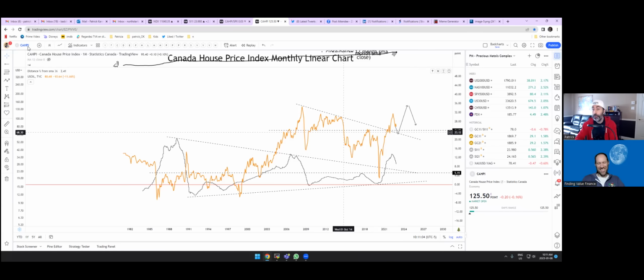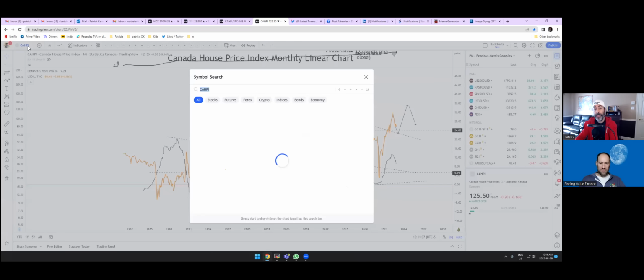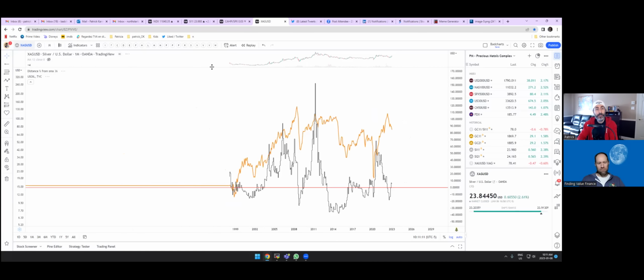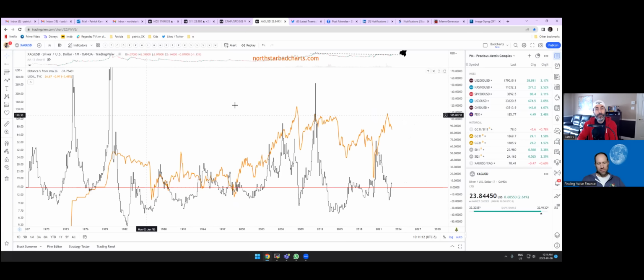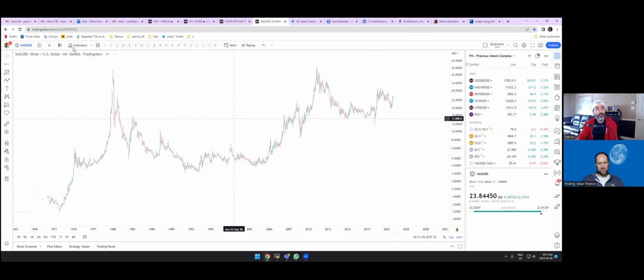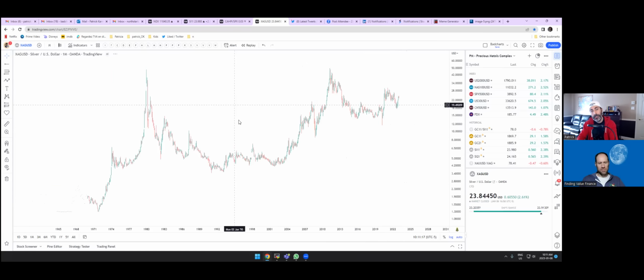Well, there's clues. You know what's giving you a clue? Silver is giving you a clue that could be happening. So let's say I remove drawings and remove indicators. Okay, so here's my silver chart. I'll overlay recessions.